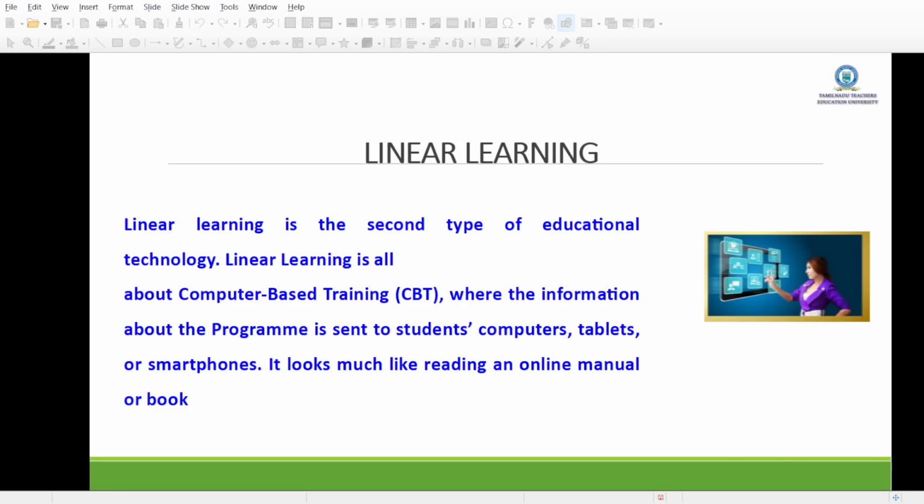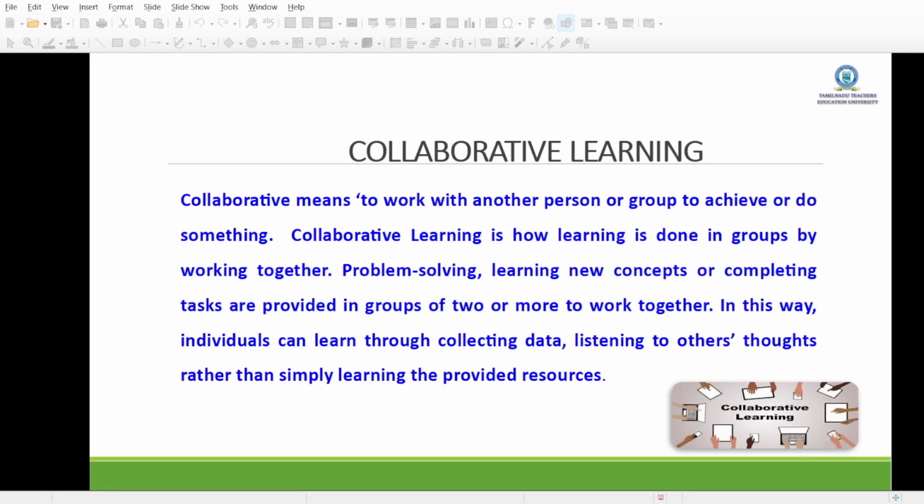And the second type of education technology is linear learning. Linear learning is computer-based training where the information about the program is sent to students' computers, tablets or smartphones. It looks much like reading an online manual or book. The third type is collaborative learning. It means to work with another person or group to achieve or do something. Collaborative learning is how learning is done in groups by working together.